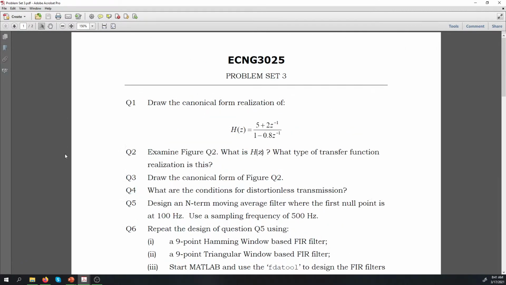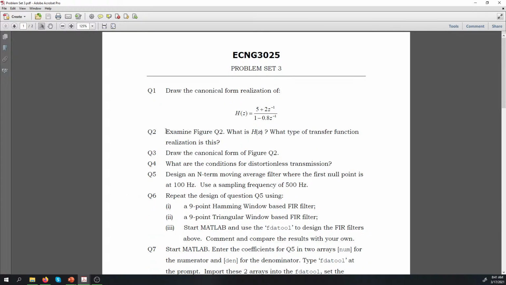Maximize this up. So question 2 here basically says examine figure question 2, what is H of z and what type of transfer function realization is this? So let's go about analyzing this in particular.